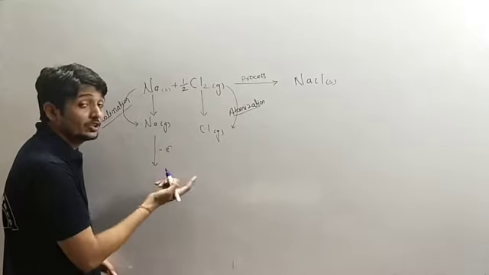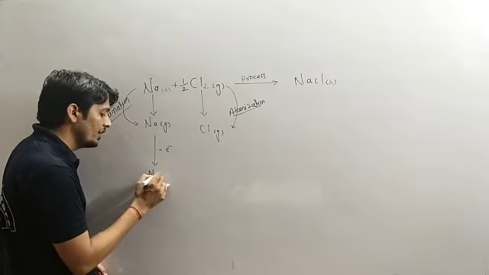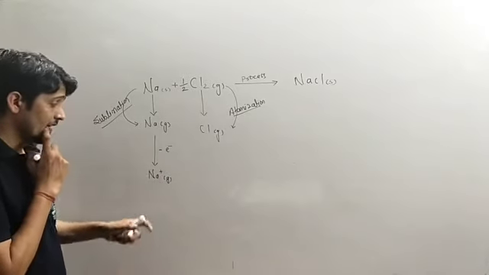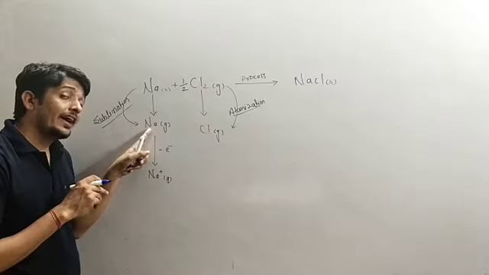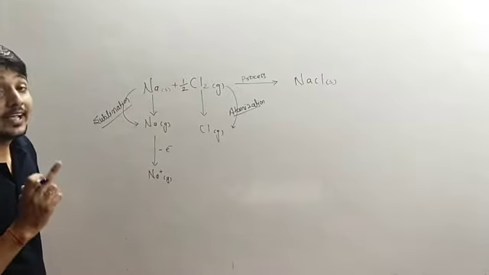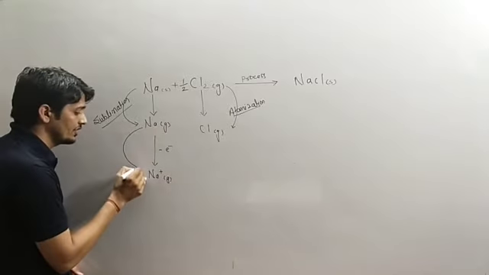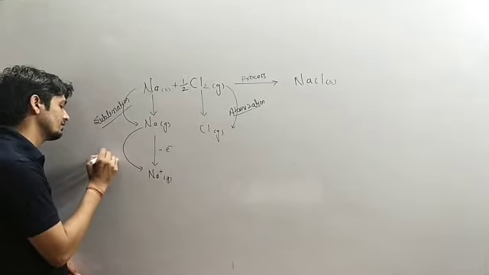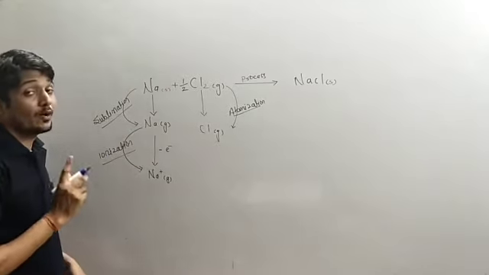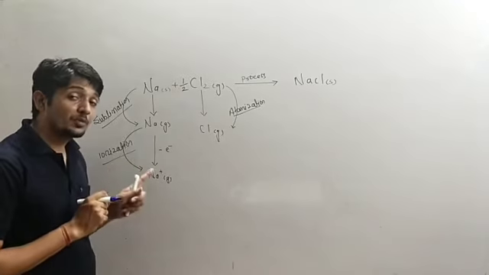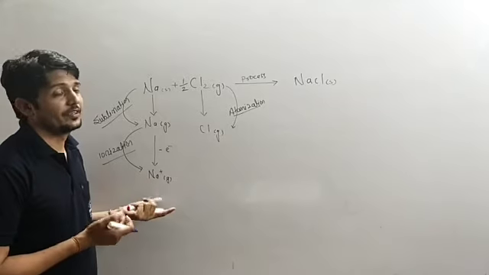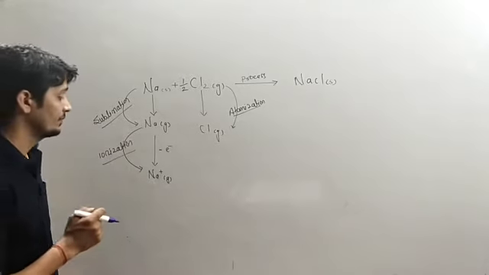Sodium lost an electron, so what will it form? Sodium positive ion, and it is also in gaseous form. Okay. So now sodium is converting from atomic form to ionic form. This process is called ionization. What is ionization? It is the process in which atoms convert into their ion form. It's called ionization. Okay.